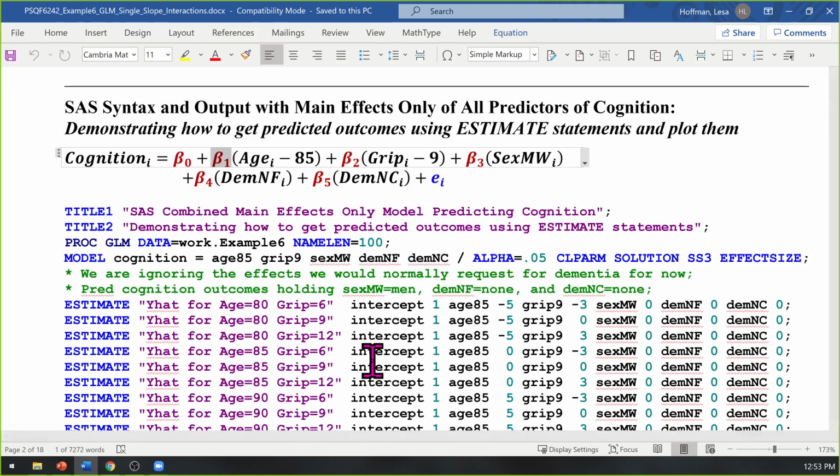Unconditionally, marginally. Those are words that mean beta 1 is the effect of age, period. It doesn't depend on your dementia status, doesn't depend on your grip strength, doesn't depend on your gender. So main effects only, marginal effects only. The effect applies to everybody. So the terms marginal and unconditional go together to describe this, as opposed to simple or conditional, which is what they become in the presence of interaction terms. Cough, cough, homework questions.